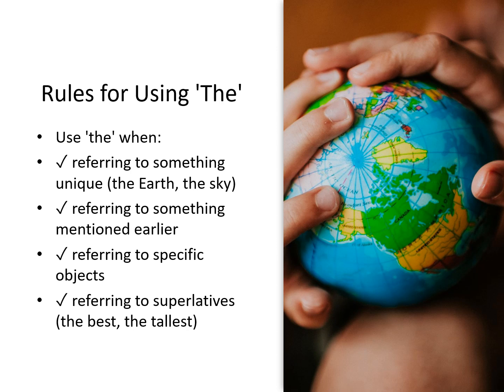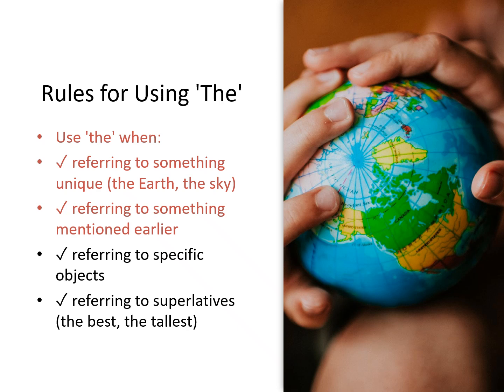We use the in several situations. For example, first, for unique things. Examples: the sky, the earth, the moon. For things mentioned earlier: I saw a dog. The dog was very big. Now here, in the first sentence, I have used I saw a dog. And in the second sentence, you will see that I said the dog was very big.